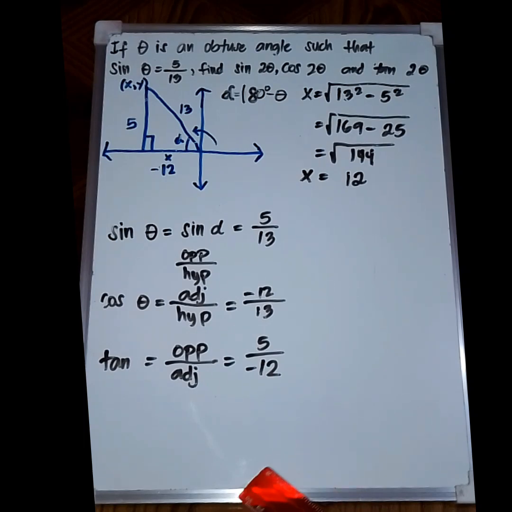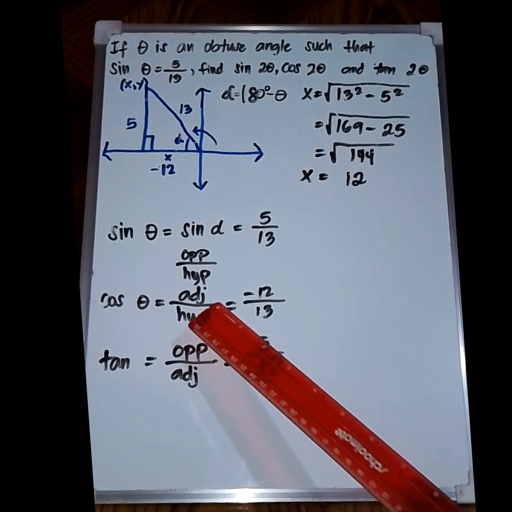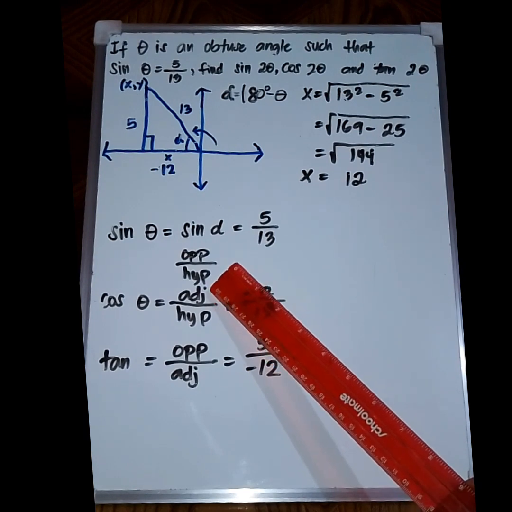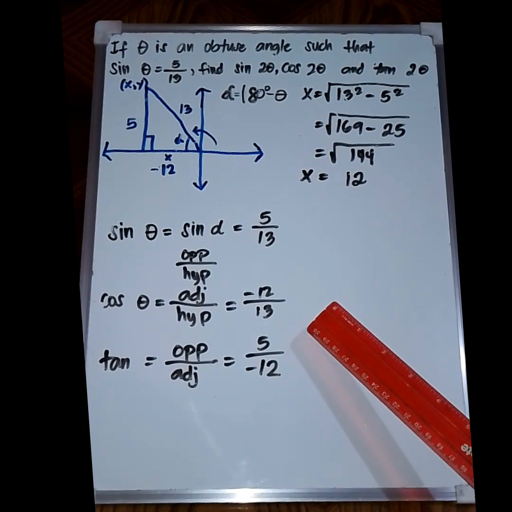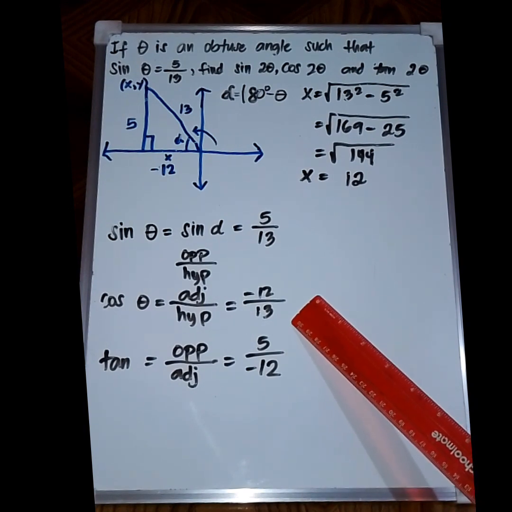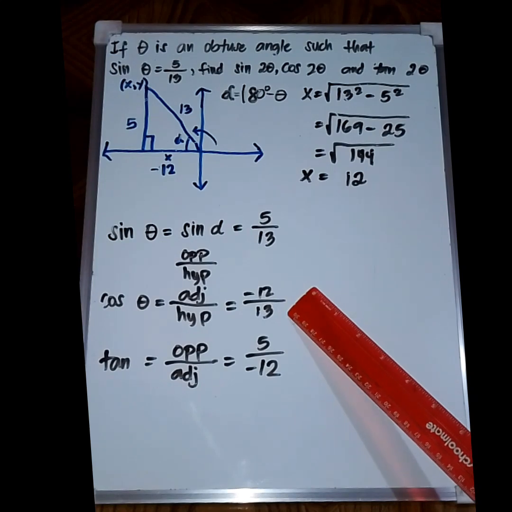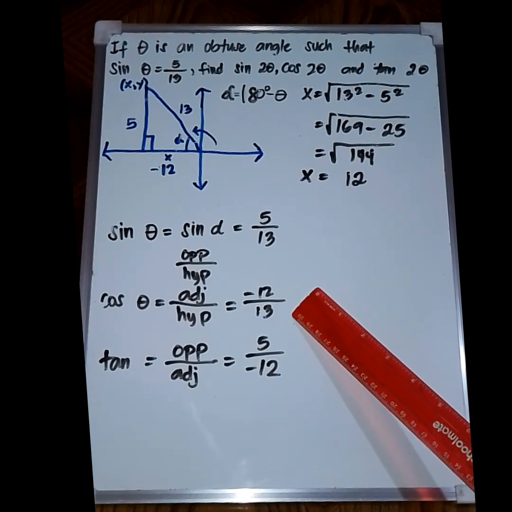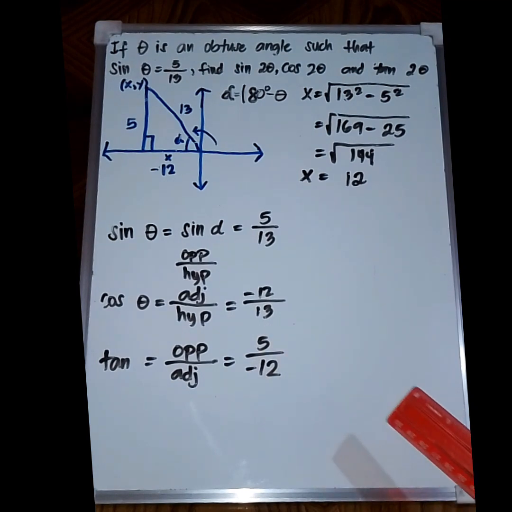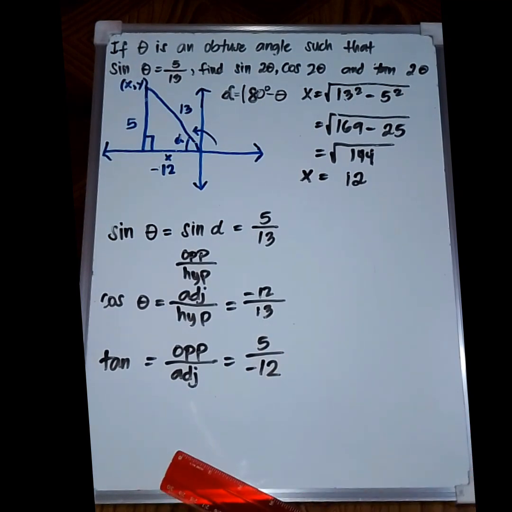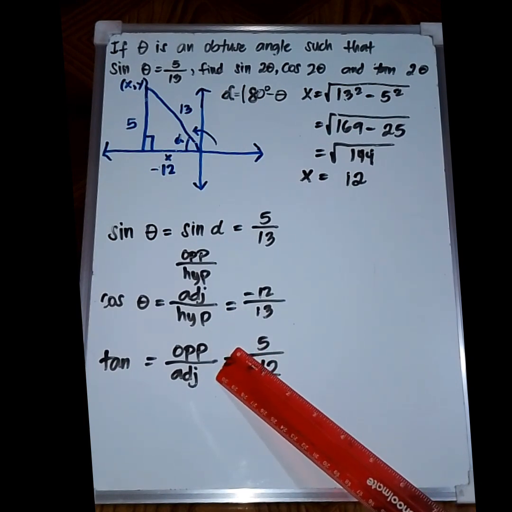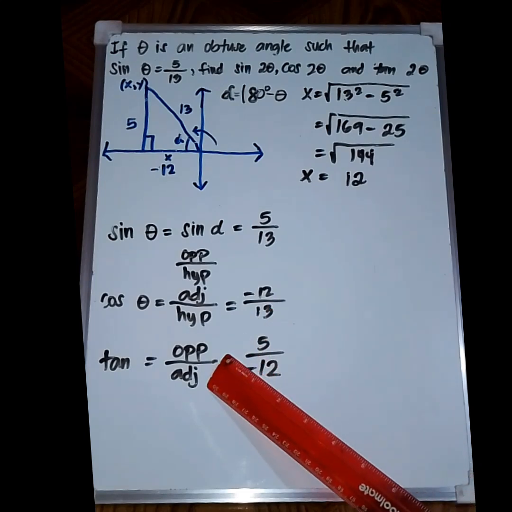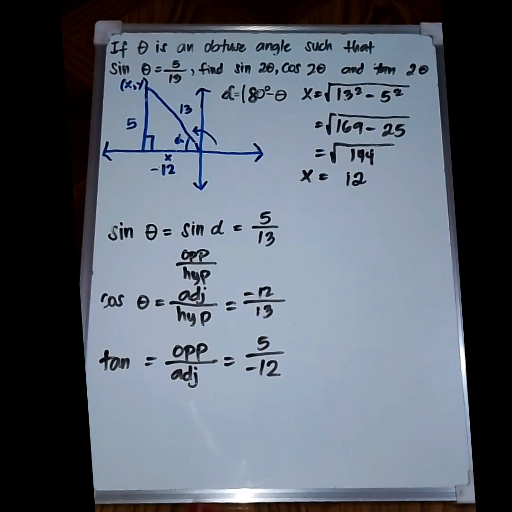So using this reference triangle, what is cosine? Cosine theta is equal to adjacent over hypotenuse, and this is also equal to cosine alpha. So our adjacent is negative 12 over hypotenuse 13. Then for tangent theta, we have opposite over adjacent. The opposite for alpha is 5 and the adjacent is negative 12. Okay, so therefore we are complete.